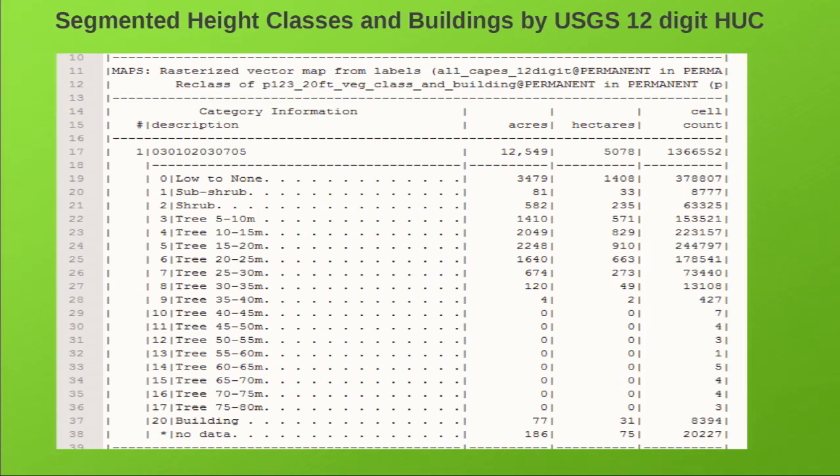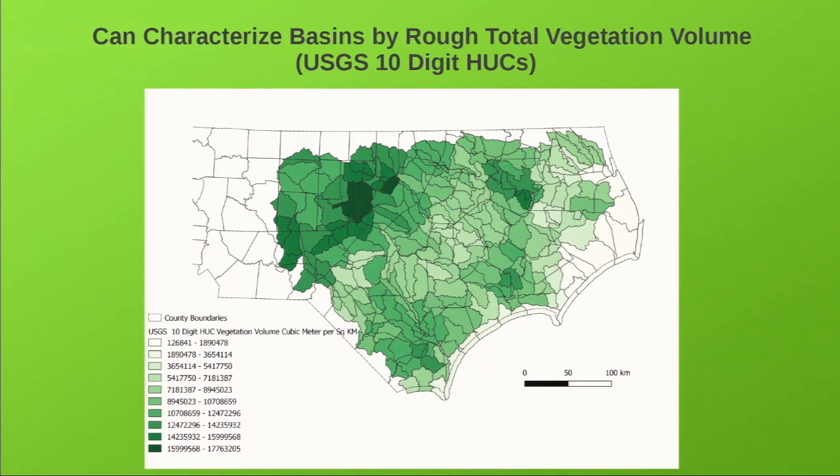The height classes and buildings, you can then just take this class and you can get the breakdown of every class type within each 12-digit HUC if that's of interest to people who are doing hydrologic modeling. Or you can go ahead and say, well, let's just get the volume of vegetation within each hydrologic unit. So you can compare different hydrologic units that way. You know, you've got the height, you've got the cell size, make a volume out of it.